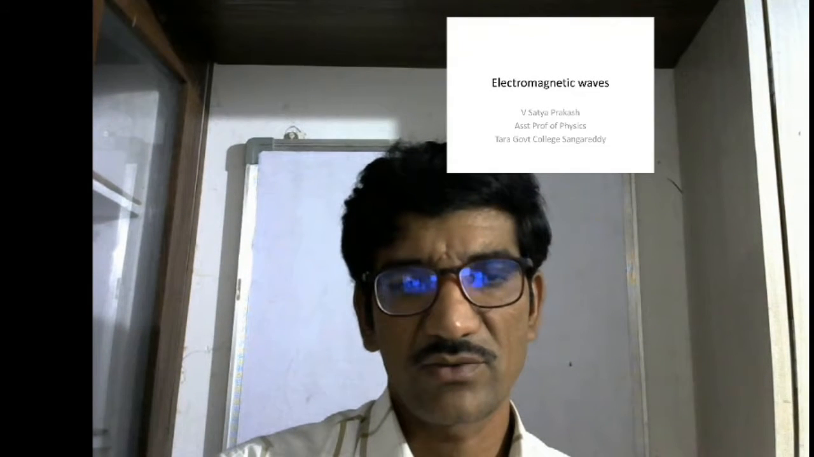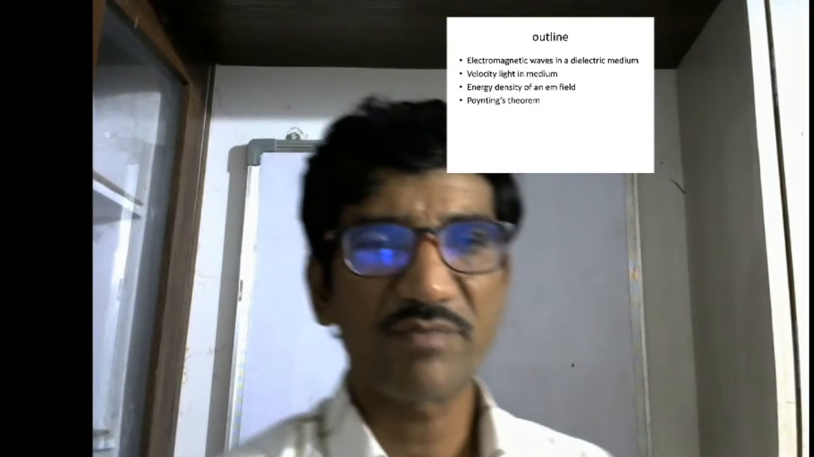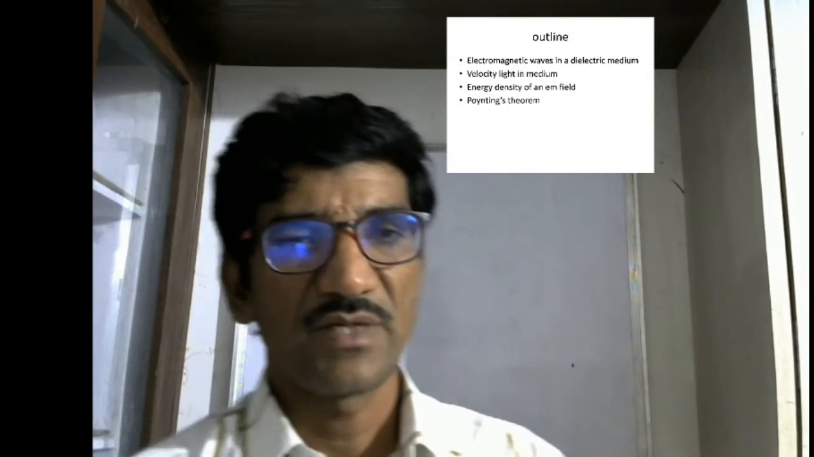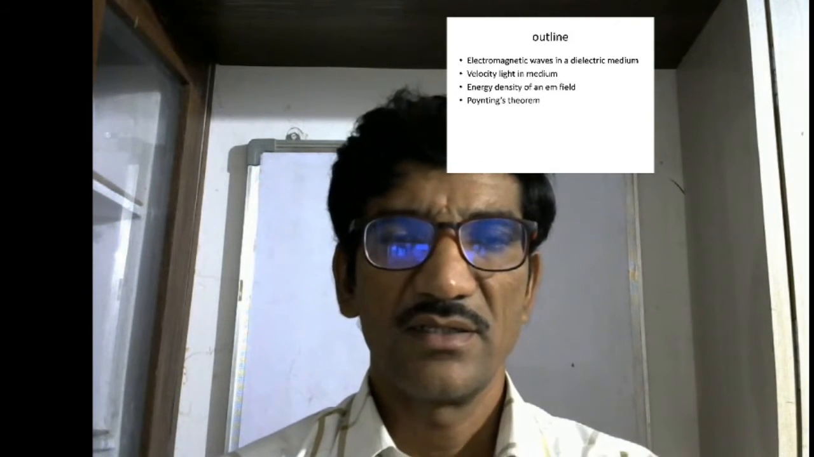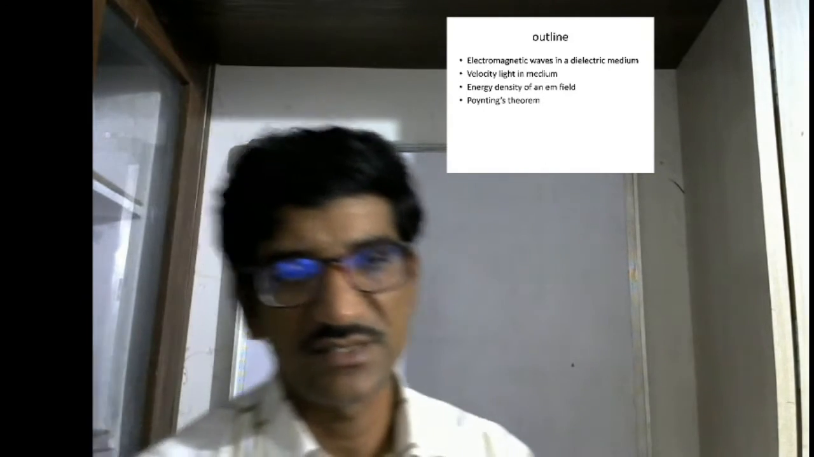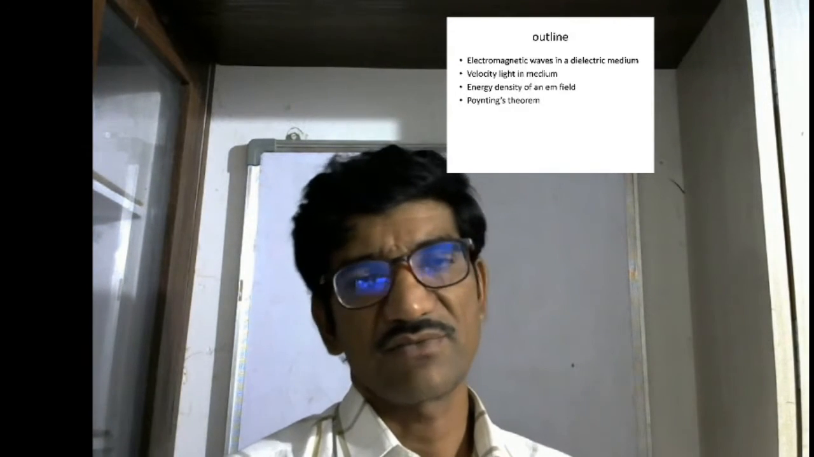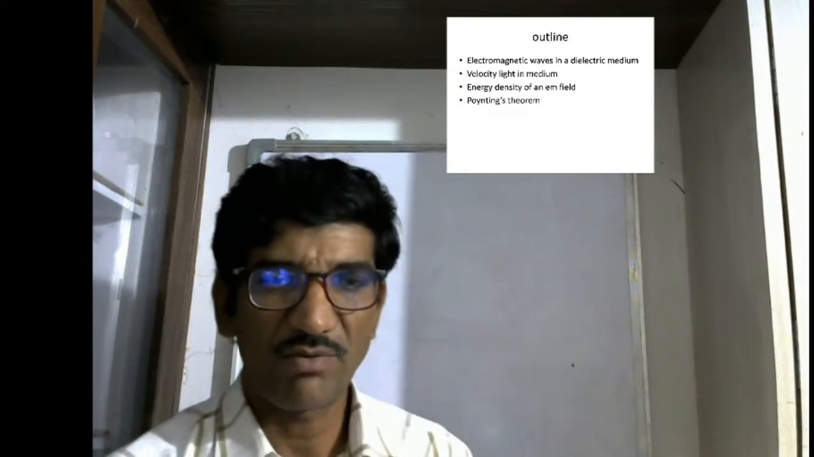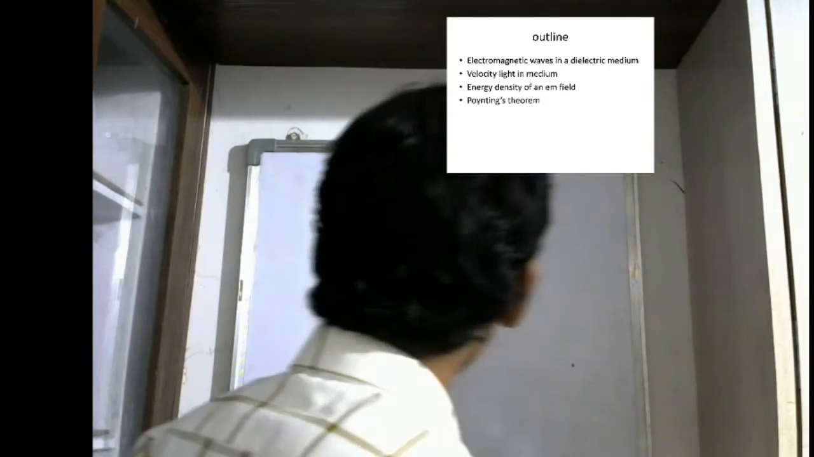Now, let us see the outline of today's lecture. Let us derive the electromagnetic wave equation in a dielectric medium. Then we will get the velocity of light in that medium. After that, let us write down the equation for the energy density of the electromagnetic field. Why? Because we know the energy densities of the electric field as well as the magnetic field. Finally, let us do the Poynting theorem. Now, let us go for the first topic of today's lecture.